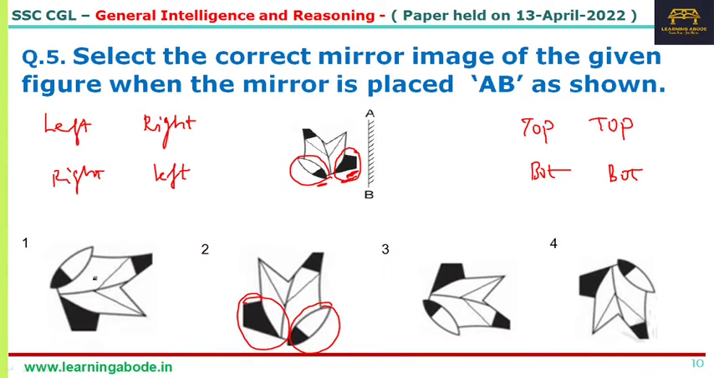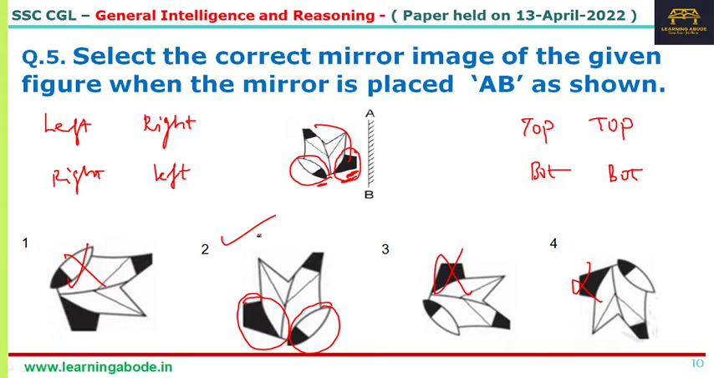Here it is going to the top. So the first one is wrong. In the second one, this is just getting inverted. This is going to the top, the third one, so this is wrong. Similarly, this is also wrong. So second is the right answer. The second one is the right mirror image.